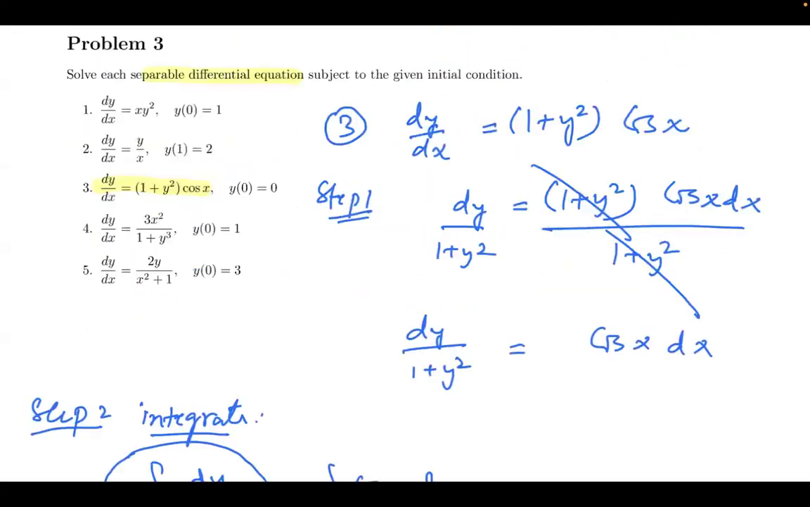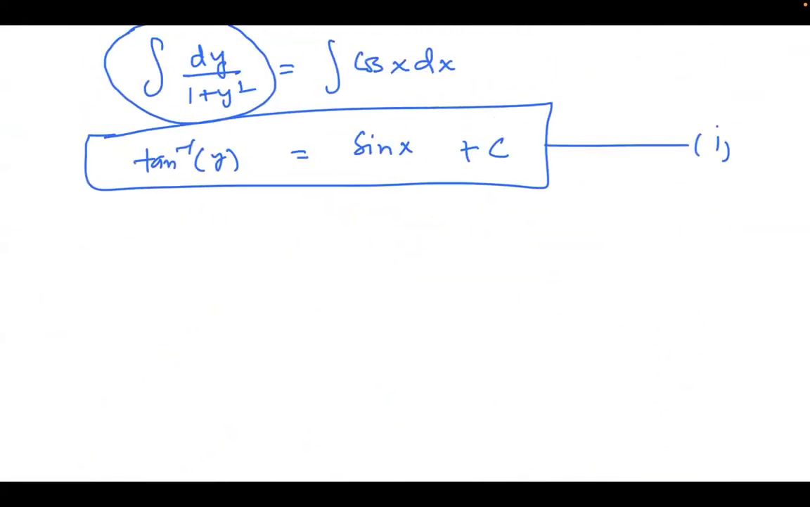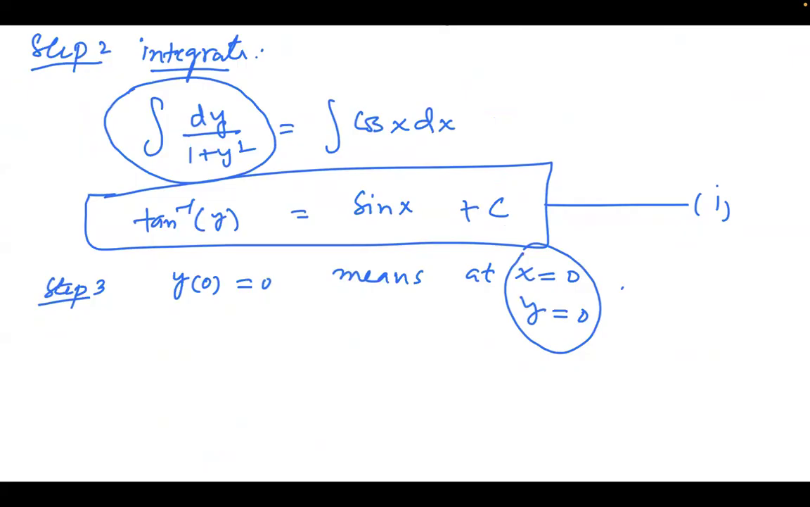And now the initial condition that you can see is this one, y of 0 is equal to 0. So now step 3 is you find the value of this constant. So y of 0 is equal to 0 means what? Means at x is equal to 0, the value of y is equal to 0. So you put these two values into this first equation.